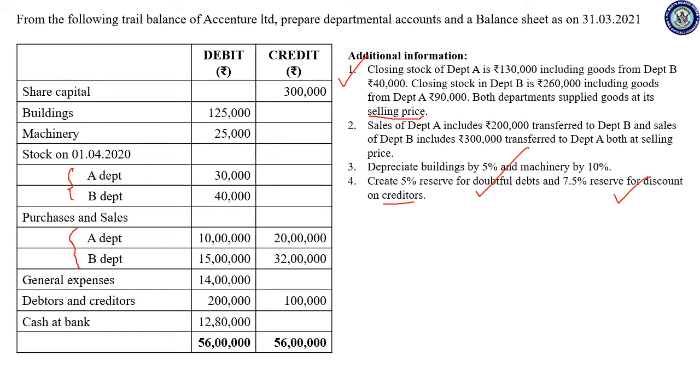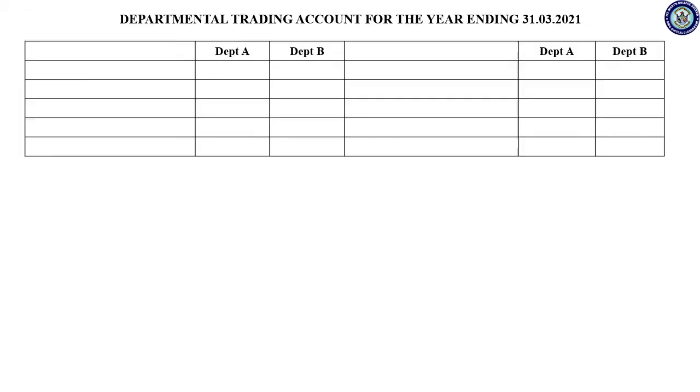But in this problem, the item which is to be recorded in the trading account, that apportionment is given, but for the other items the apportionment is not given. So what we do, we will prepare departmental account only, that is the trading account. The columnar trading account, and for the P&L account we will prepare a general P&L account. So now you first draw the list for the departmental trading account.